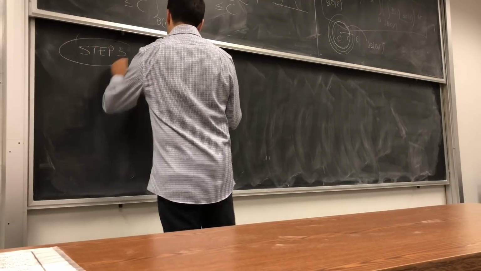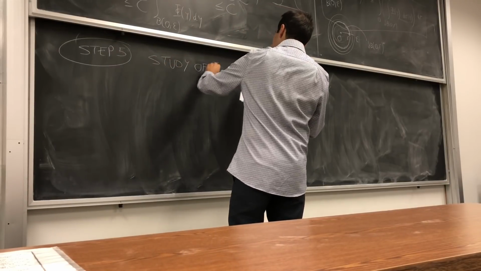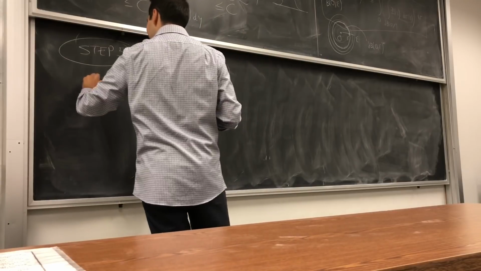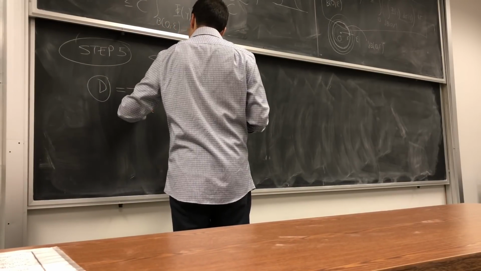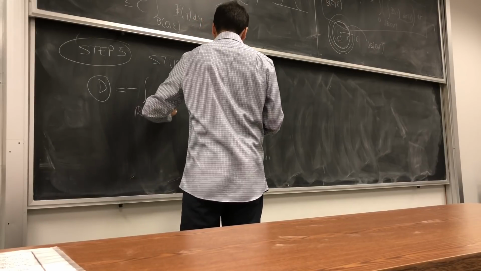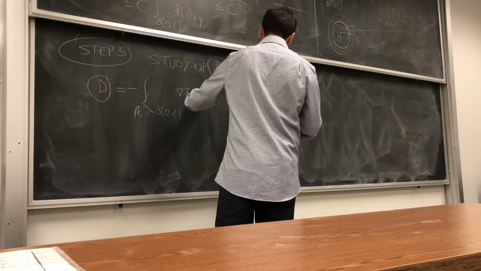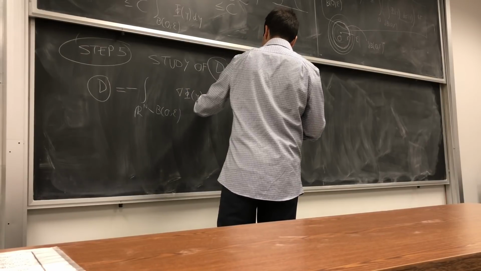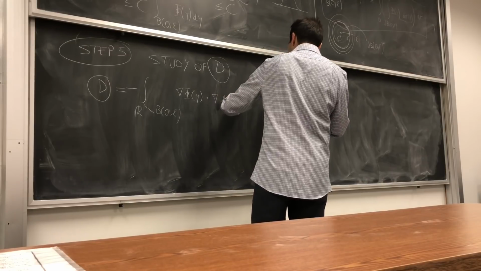So step 5, study of D. Okay. And I'd like to remind you, d is minus the exterior integral of the gradient of phi dotted with the gradient with respect to y of f of x minus y dy.